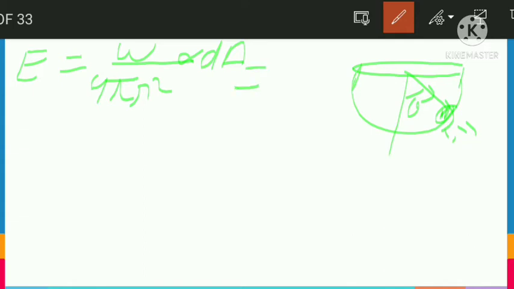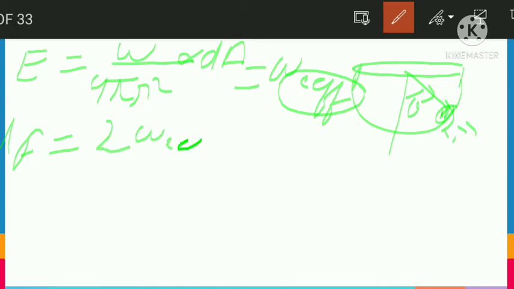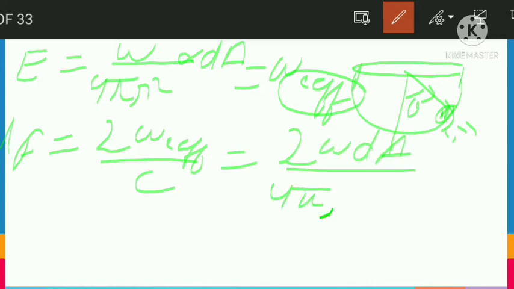So it acts as a W effective. Remember my word, W effective for this small area. Now we can use that formula. Let's say dF equals again 2 times W effective upon c. So we can write 2 times W dA upon 4 pi r square into c.